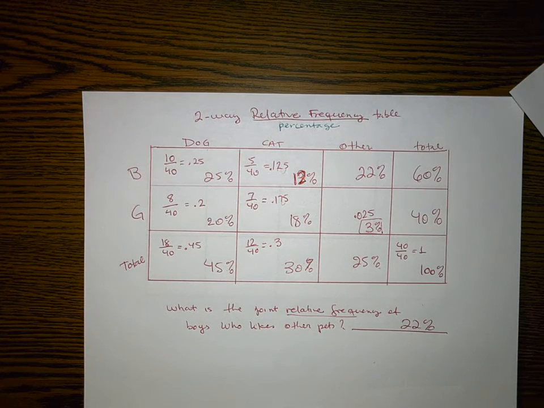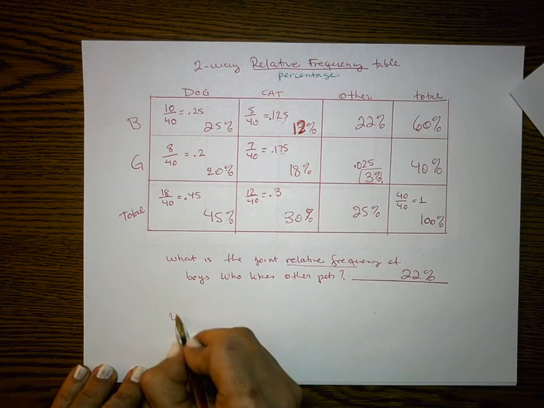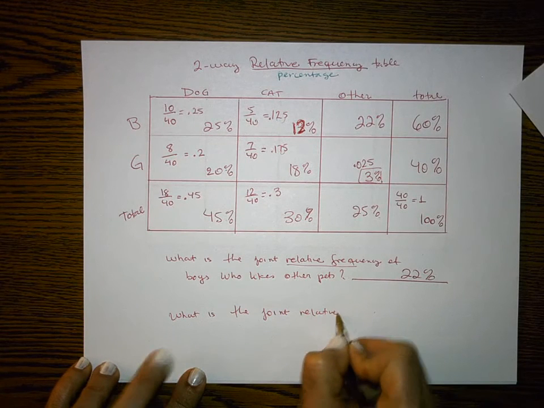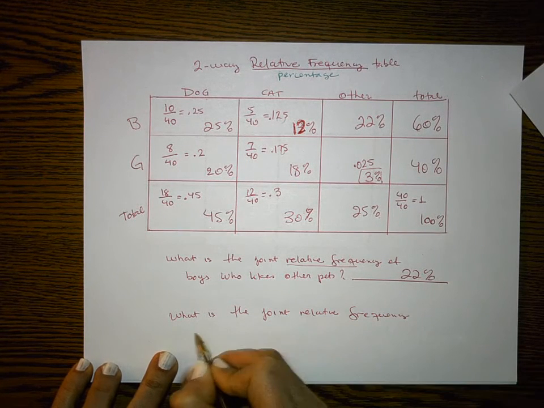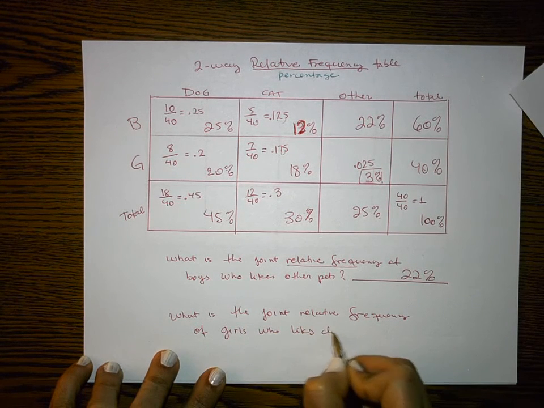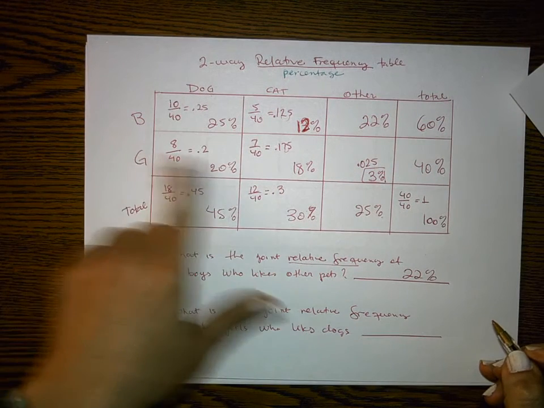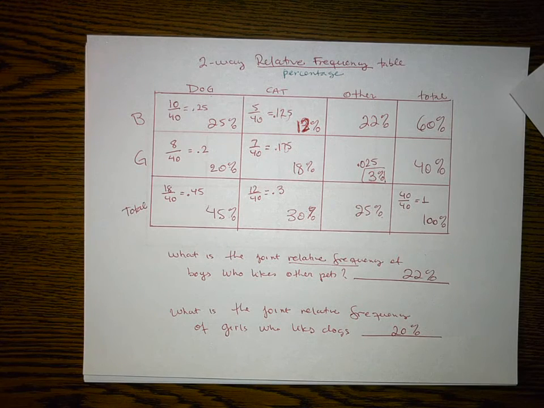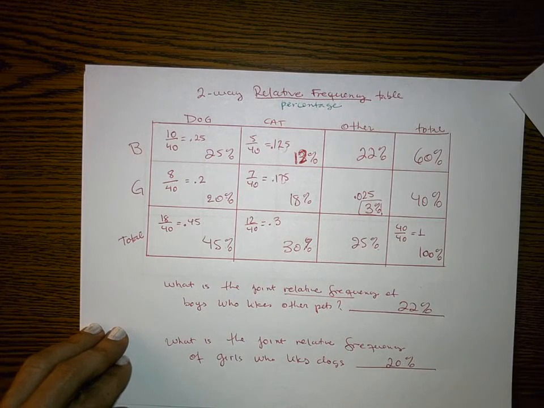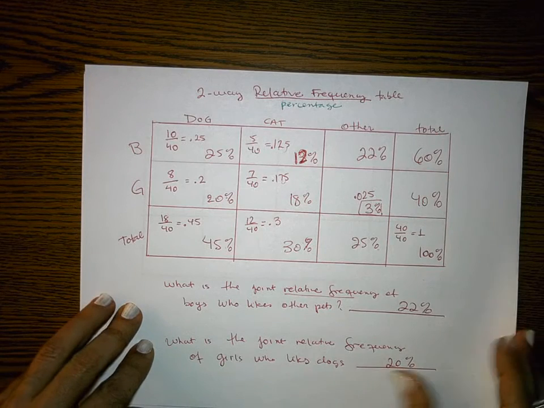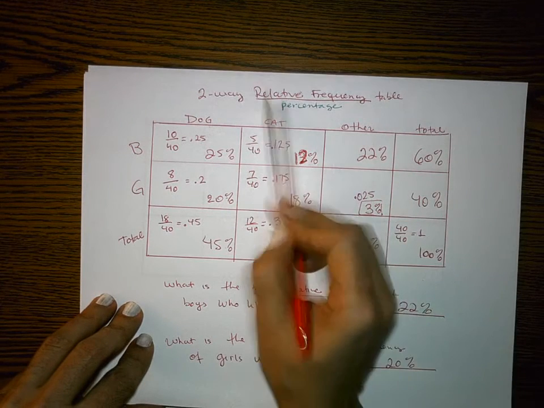Okay, I can ask you, what is the joint relative frequency of girls who like dogs? So girls that like dogs, that is 20%. Okay? So now we have discussed joint frequency and joint relative frequency. And you know the difference between a frequency table with just the frequency numbers, and a relative frequency table, which is percentage, relative to the grand total, okay?